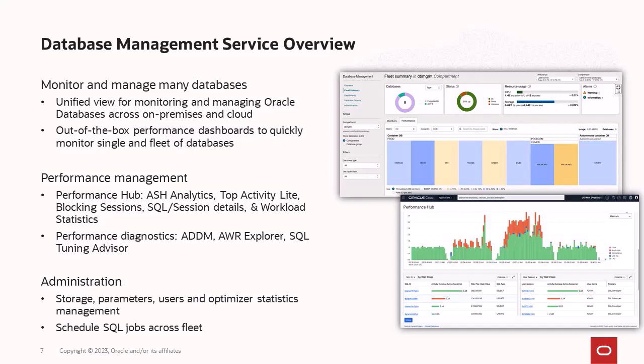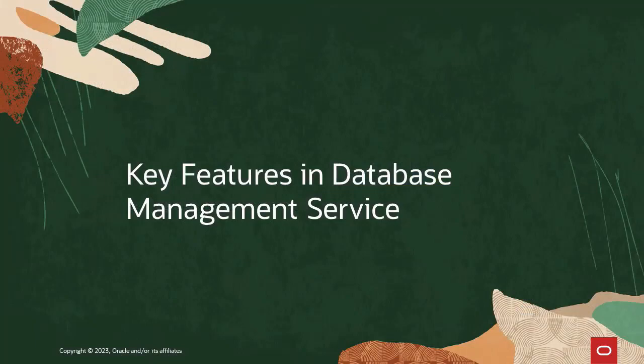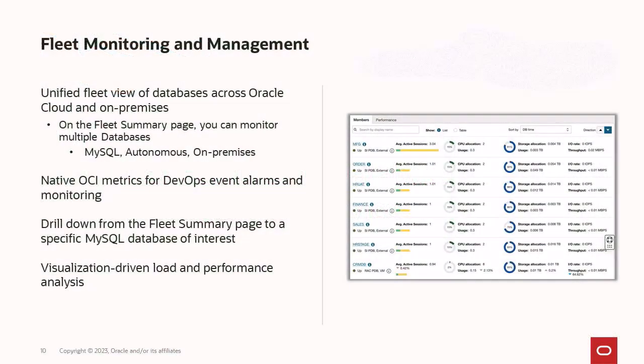So first, we'll be looking at the key features in Database Management Service. The Fleet Overview allows you to see all of your database resources in a single pane of glass view. You can quickly assess database resource utilization, as well as perform trend analysis based on historic performance. Metric and event alarms are displayed for your resources, and the ability to drill down into a specific database provides a vital workflow to mitigate any performance or availability issues occurring within your database fleet.